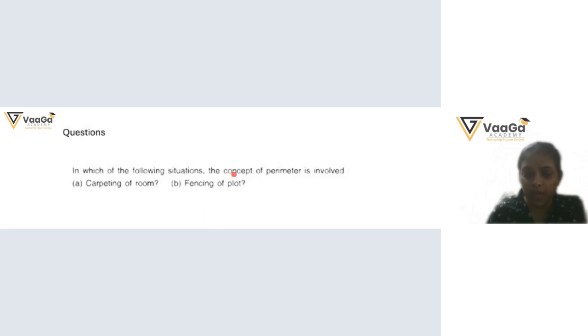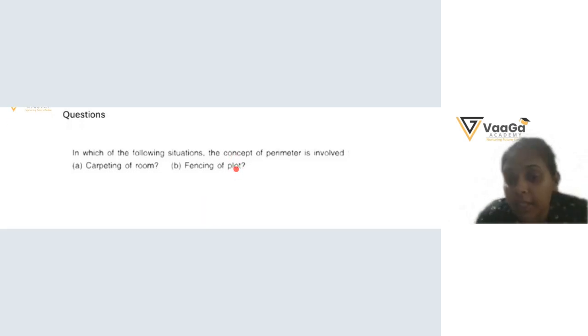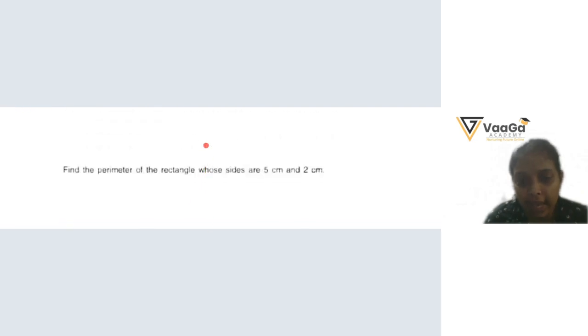In which of the following situations is the concept of perimeter involved? When you're carpeting a room, will you calculate the perimeter or the area? Area. And what about fencing a plot? When you have to fence a plot, will you calculate the area or the perimeter? I think perimeter. Do you know what fencing is? Putting a fence. So we put the fence on the boundaries, right? Yes. Okay.